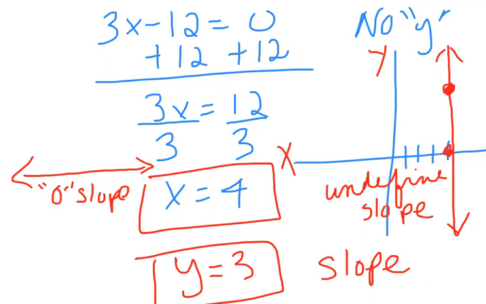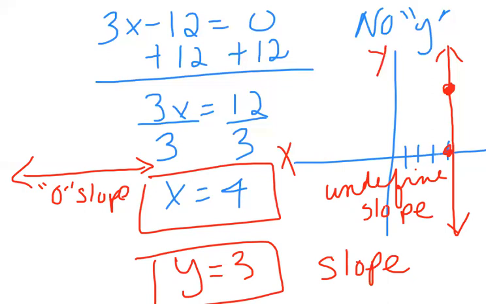So for answers, will you have to choose like undefined slope for a vertical line or 0 slope for a horizontal line? Yes, there are some problems like that in lesson 2.3 and 2.4. They will ask you to find the slope, and then you have to determine what type of slope it is. Is it positive slope? Is it negative slope? And is it 0 slope or undefined slope?